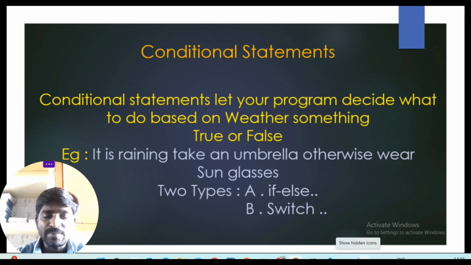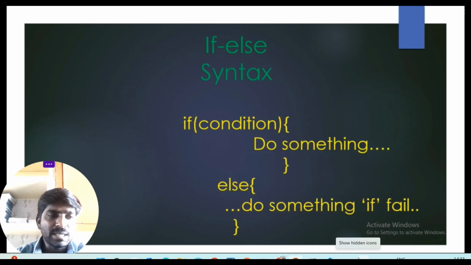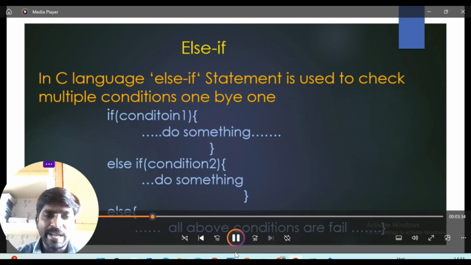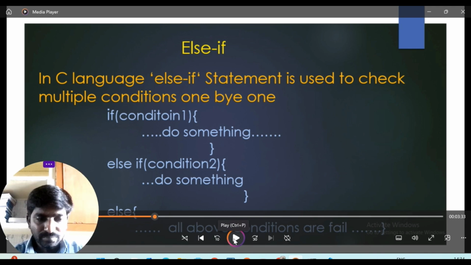So conditional statements are of two types: one is if else, another is switch statements. Let's see the if else statement syntax. The syntax is: if, then parentheses with a condition. If the condition is true, it will execute the block of code. If the if condition fails, it will execute the else block code. That we know.